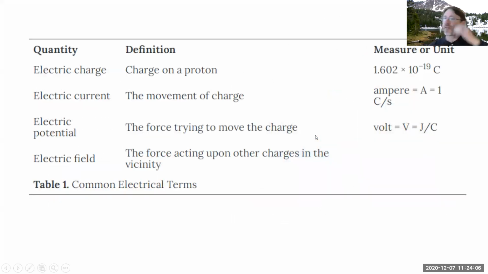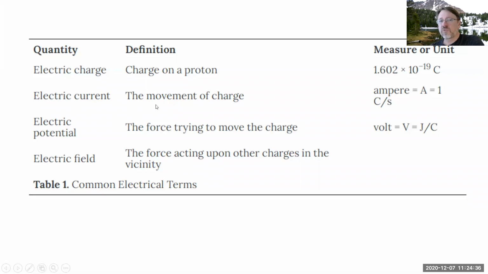All right. So some terminology and some relationships that are going to be important to learn here. The electric charge that we're dealing with is measured in coulombs. The SI unit for electric charge is the coulomb, and it comes in units of single electrons. This here says it's the charge on a proton, but it's also the negative of the charge on the electron. And so this is the magnitude of that value.